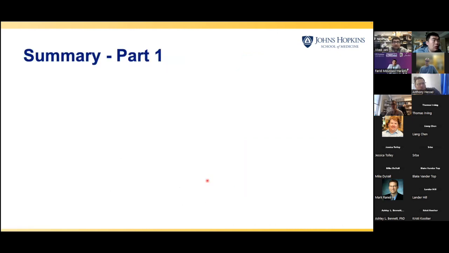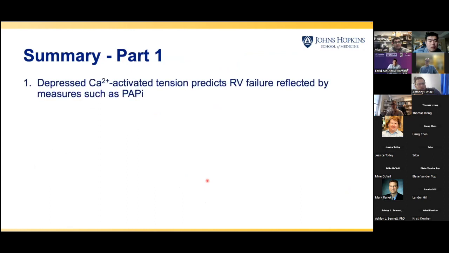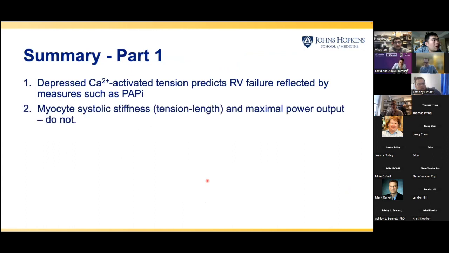So as a brief summary up until this point, we find that depressed calcium activated tension predicts RV failure, reflected by measures such as PAPI. Myocyte stiffness and maximum power output do not predict RV failure. And so we're really interested to see why our standard clinical indices are failing to capture this really fundamental phenotype.